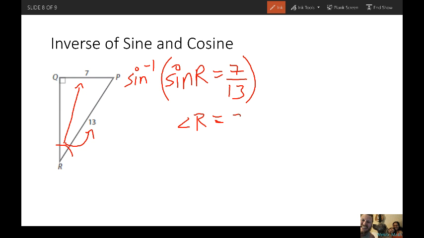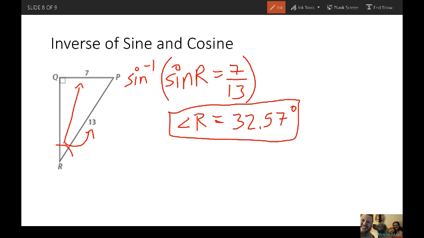So angle R is given to me as 32.57. You could round up if you want to 32.6, and you'll be fine. But that's how you could find angles. You could do the same thing with cosine if you really wanted to. For example, if you look at angle P, you could have also done this. The adjacent divided by the hypotenuse. So cosine of P equals 7 over 13.